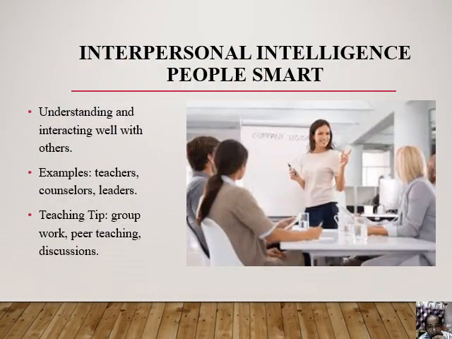Interpersonal intelligence, or people smart. People with interpersonal intelligence are good at understanding and interacting well with others, for example teachers, counselors, leaders. Their strength is understanding and relating to other people. They communicate well verbally and are also skilled at non-verbal communication. They create positive relationships with others and resolve conflicts in group settings.